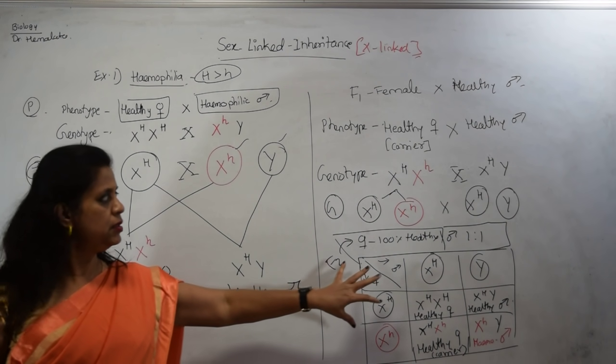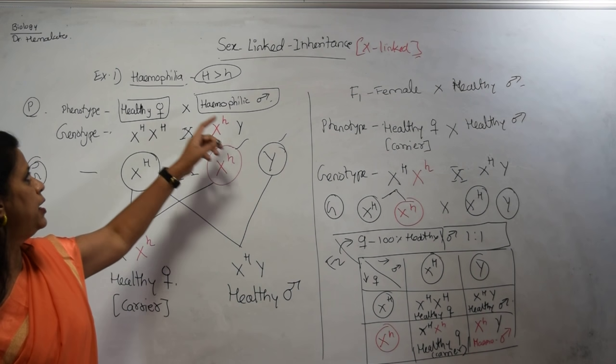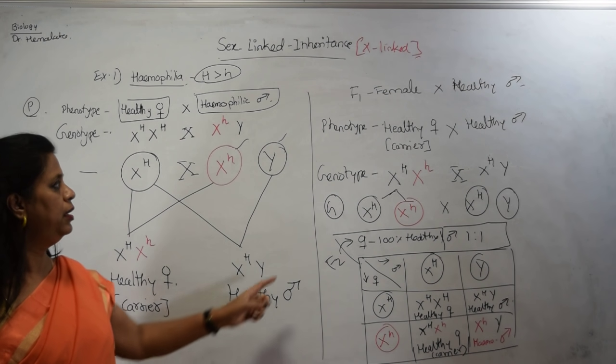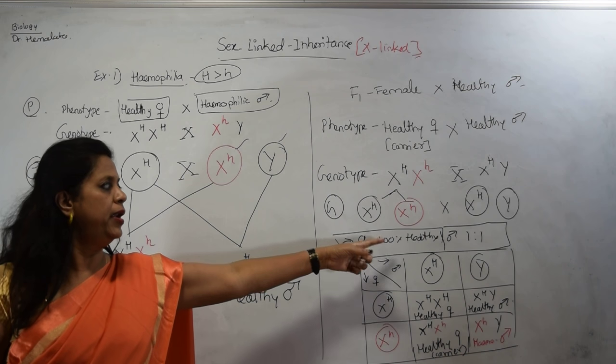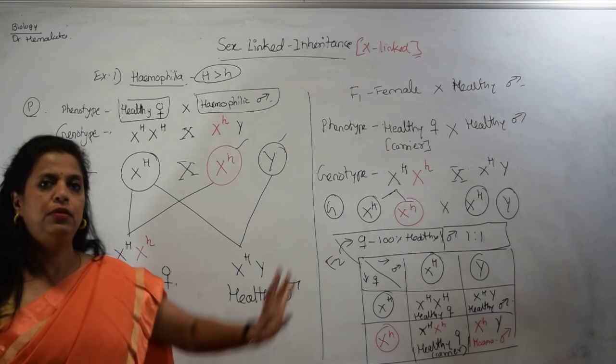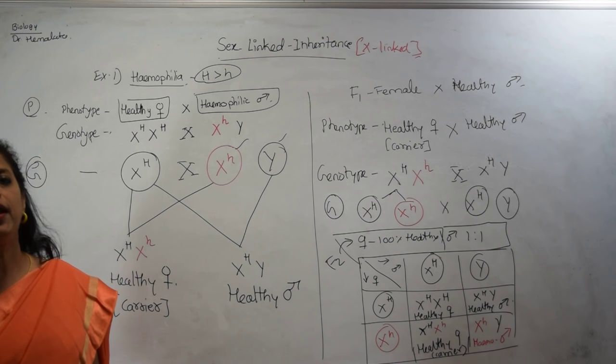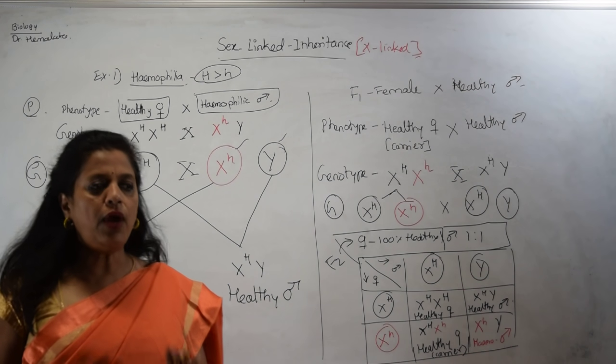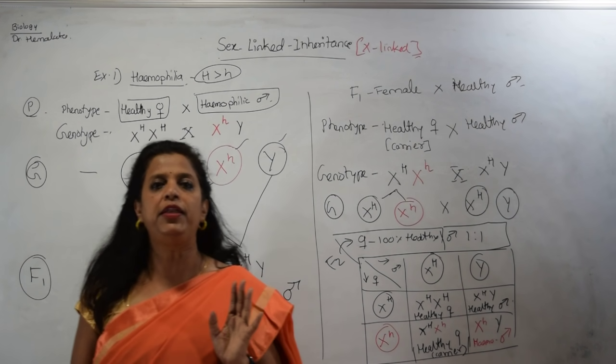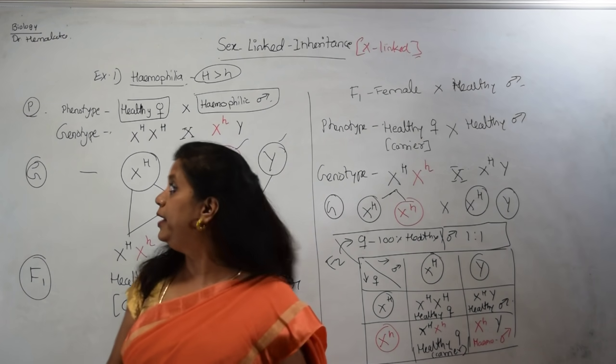Have you taken down this complete table? I had started with the P1 generation, F1 and F2 with the checkerboard, and at the end I gave you the various probabilities of children having hemophilia. Now you understand one kind of pattern of inheritance here, how it is inheriting.